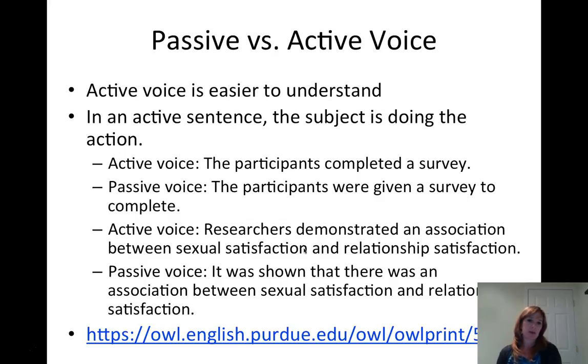In the second example, active voice is researchers demonstrated an association between sexual satisfaction and relationship satisfaction. And a passive voice version of that would be, it was shown that there was an association between sexual satisfaction and relationship satisfaction. So we always want to aim for active voice, both because it's easier to understand and because it's APA format. So there's a link here also to the OWL Purdue website, which has a lot of information about APA format and can possibly help you think a little bit more about active versus passive voice.